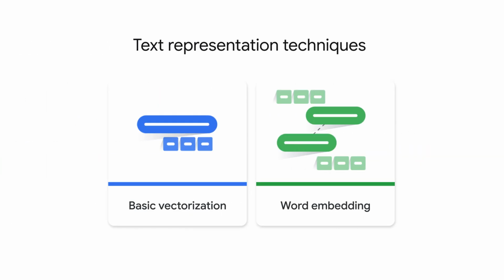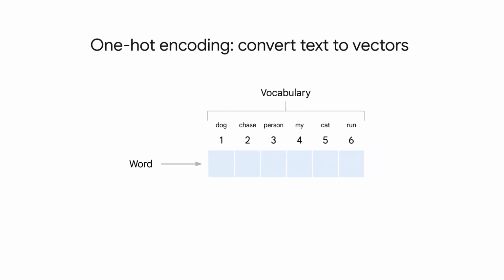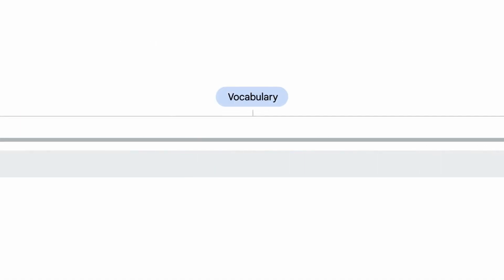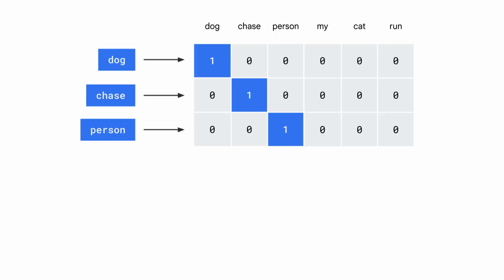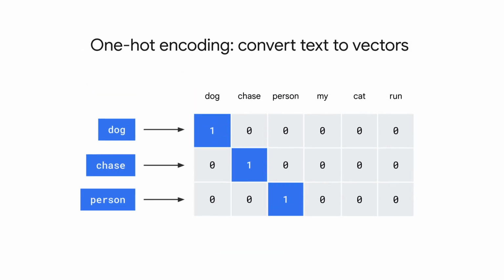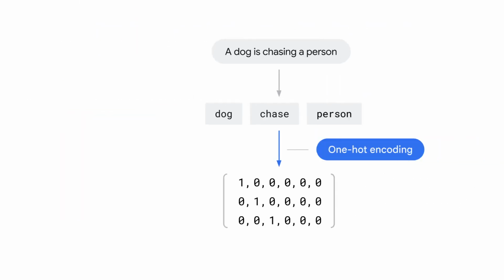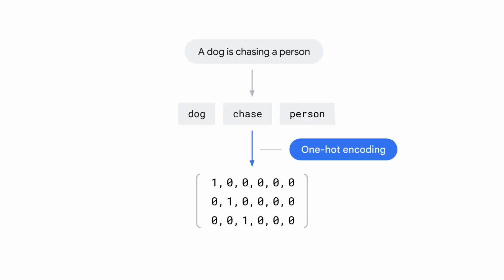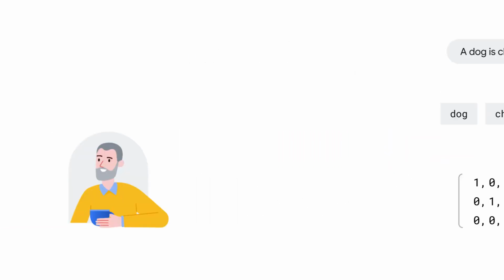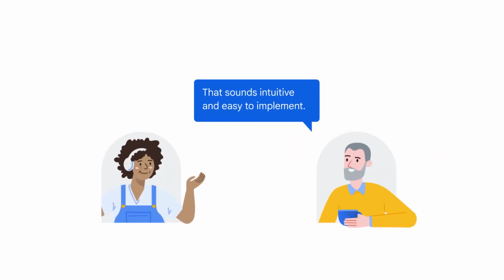Text representation techniques progressed dramatically in the past 2 decades, starting from basic vectorization, which refers to some intuitive ideas to encode the text to numbers. For example, one-hot encoding, where you first index the entire vocabulary, which can easily be tens of thousands. You then place a 1 to the position that corresponds to the word, and zeros to the rest of the positions. You can turn the sentence, "A dog is chasing a person," into a matrix consisting of vectors, which represents keywords. That sounds intuitive and easy to implement.